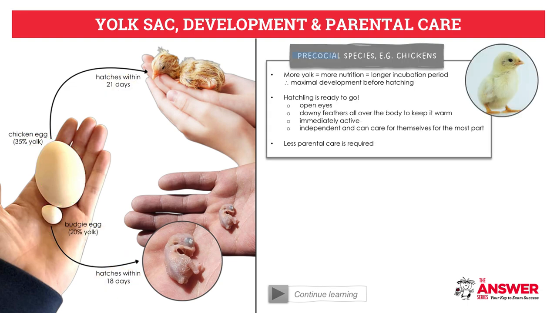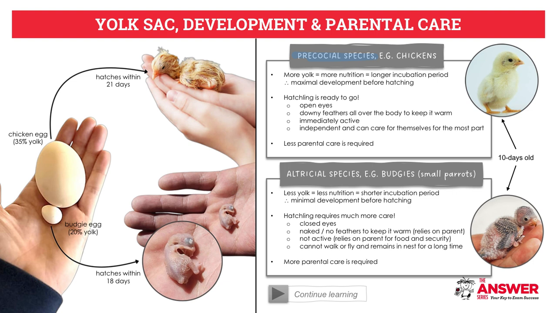Now this is the difference between a precocial and an altricial species. Chickens are precocial birds, which means that they are born ready to go. If you've ever seen a little baby chick, you know that its eyes are open, it's cheeping all over the place. It already has its whole body covered in downy little feathers to keep it warm. Immediately it's active, looking around, walking around, and it can independently take care of itself for the most part. So a precocial species like a chicken has much less parental care that's required.